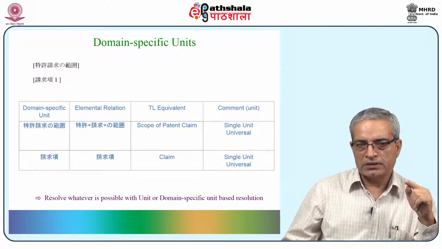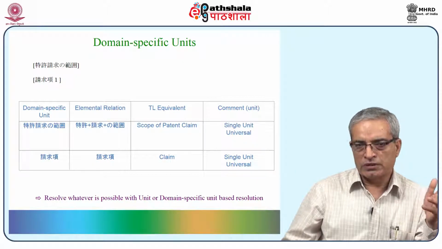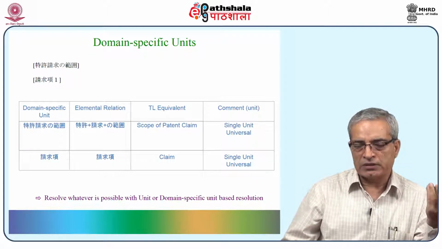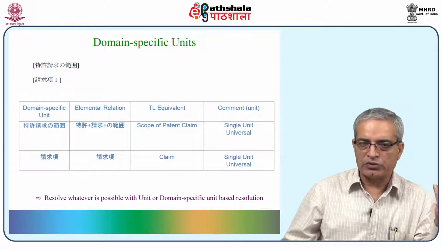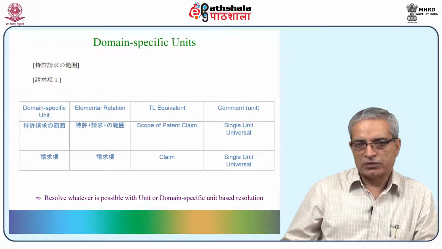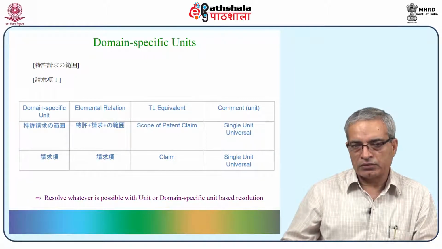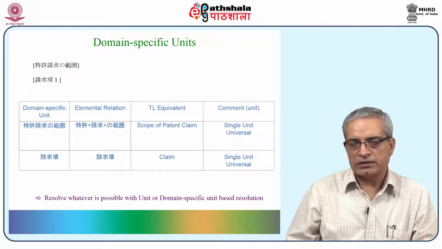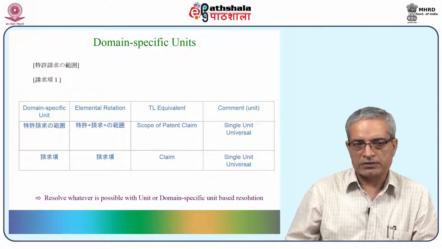Seikyu ko is again can be divided into two if you want, but no need. It's claim, and actually claim in terms of number, that is claim 1, 2, 3. So again this is single unit and universal. So this resolves difficulty of those two lines, and we can use these forever in the case of patents.